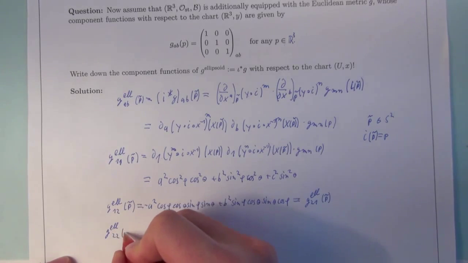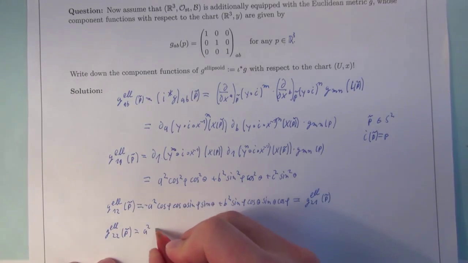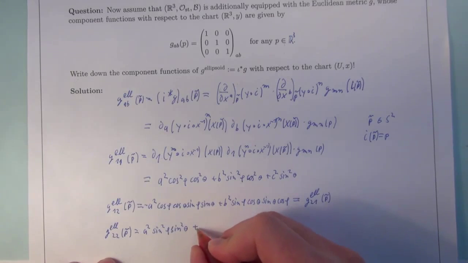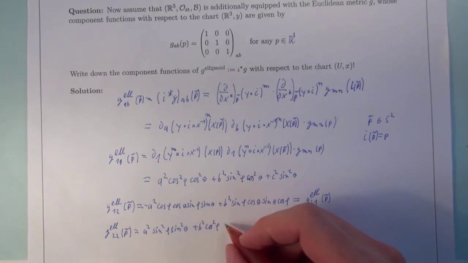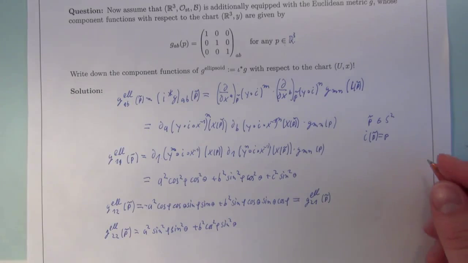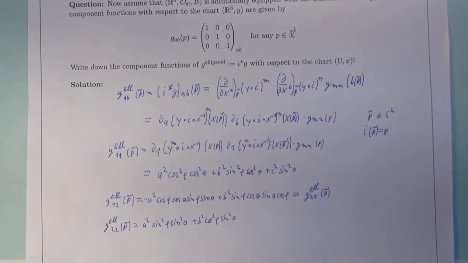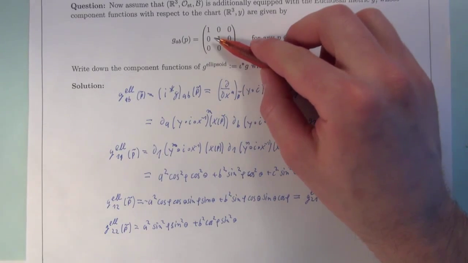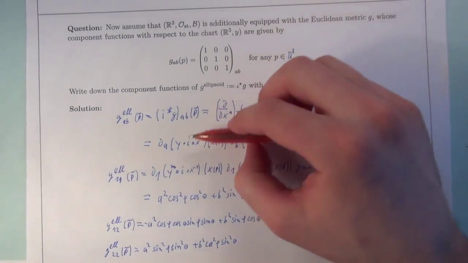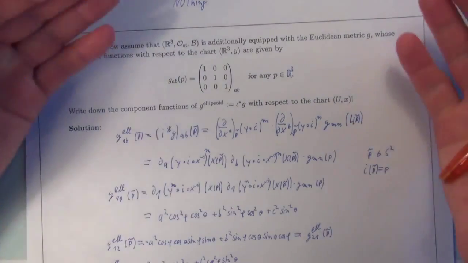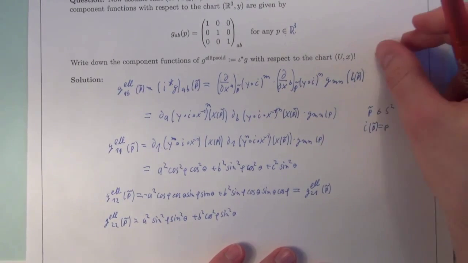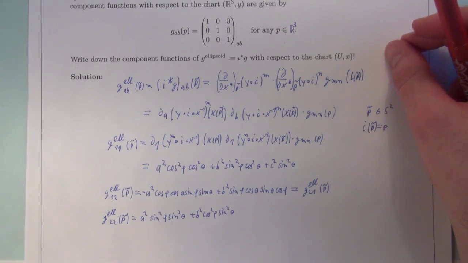G ellipsoid 2 2 yields, after short calculation, a squared sine squared phi sine squared theta plus b squared cosine squared phi sine squared theta. That is all we are asked to do in this question. But what we see here is very interesting. If we have given a Euclidean metric on the R3, we can construct from there, given an embedding map which embeds the S2 into the R3, we can pull back the metric from the whole R3. That's the idea of this exercise, and you see the formulas are not very short, but okay, and it's really easy to calculate.